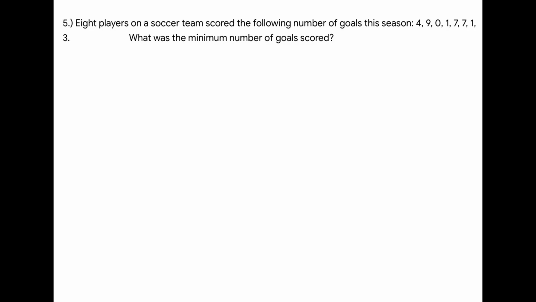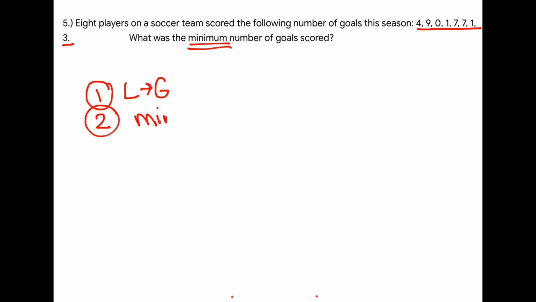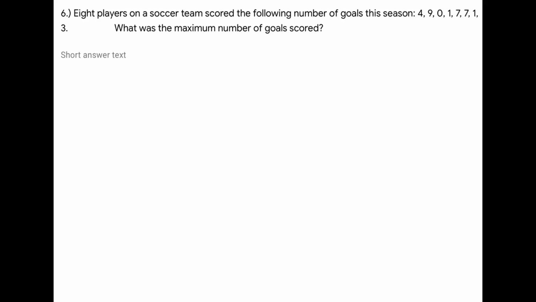8 players on a soccer team scored the following numbers of goals this season. Here are all your goals. What is the minimum? So first, you need to order from least to greatest. And second, you're finding the minimum, which means the smallest. You're just writing the number. You don't need to put any words after it.